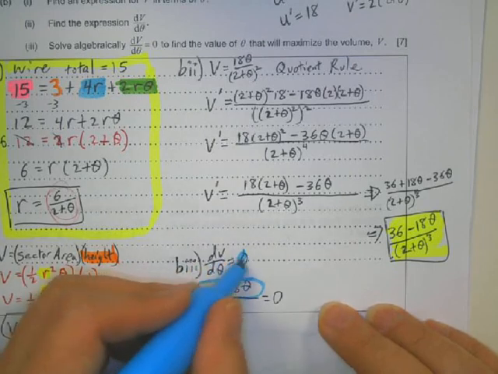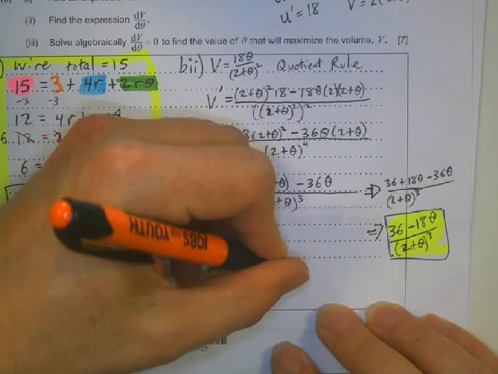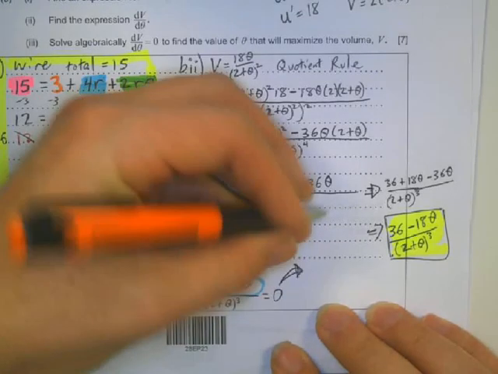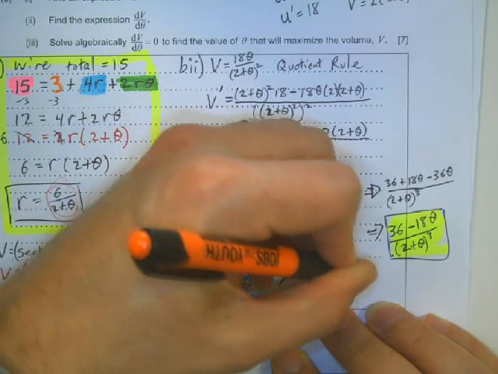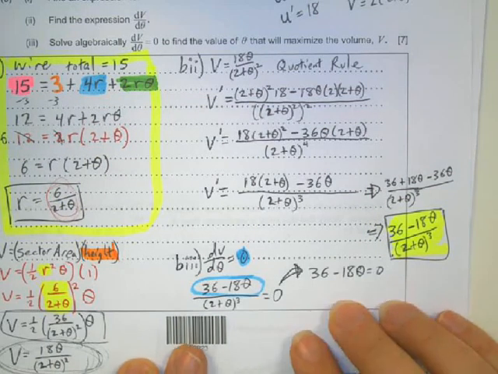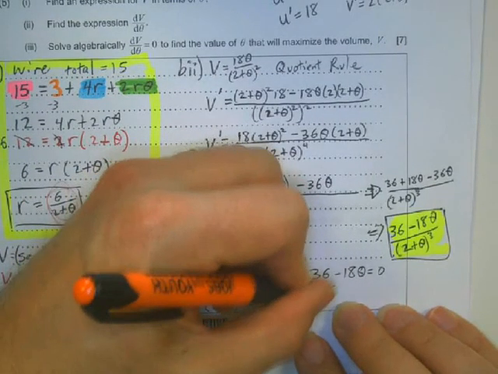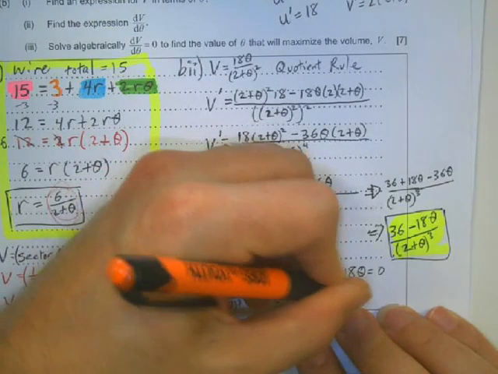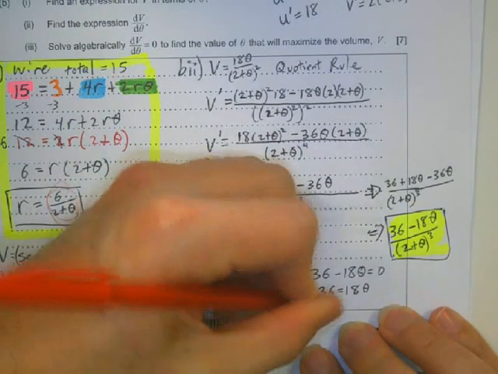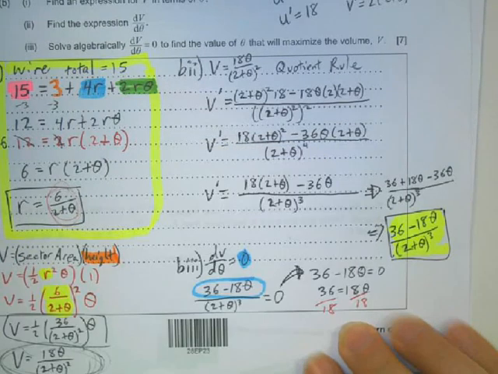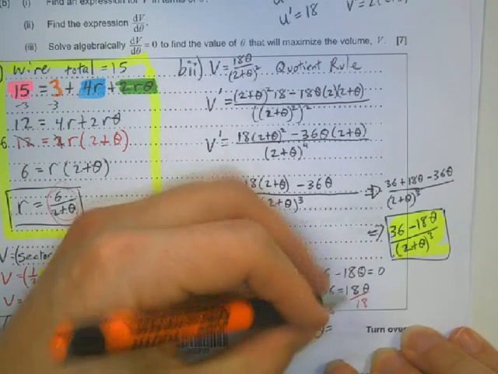Okay, so we're going to make 36 minus 18 theta equal to 0. So I can add 18 theta on both sides. I get 36 equals 18 theta, and then divide both sides by 18. And then I get theta equals 2.